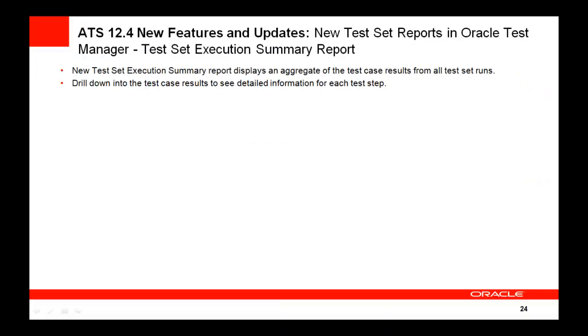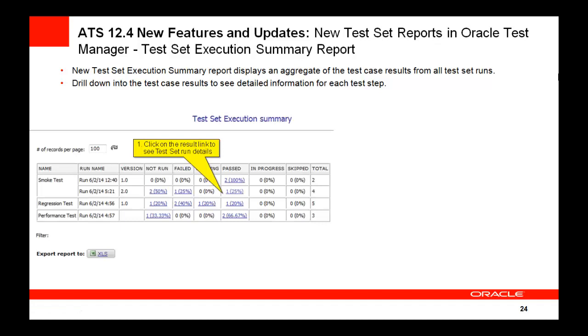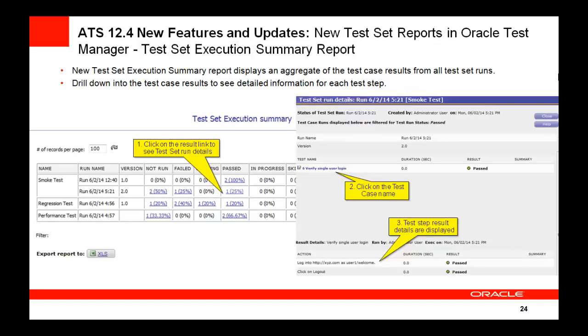There are a couple of new reports in ATS 12.4 for OTM. One of them is the Test Set Execution Summary Report. This report shows an aggregate of the test case results from all test set runs. The links in the table are clickable and drill down into the test case results to see detailed information for each test step. Let's quickly take a look at the report.